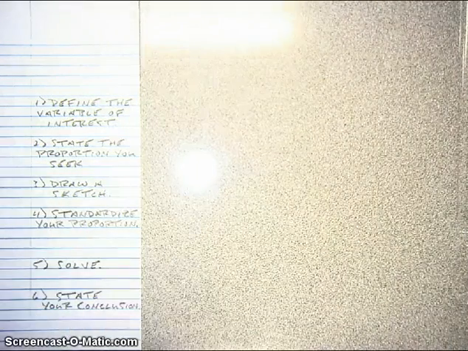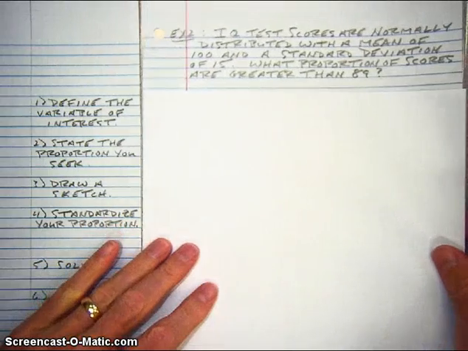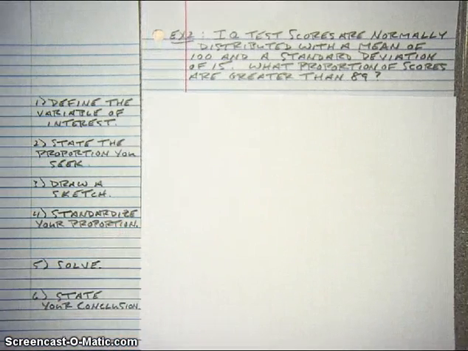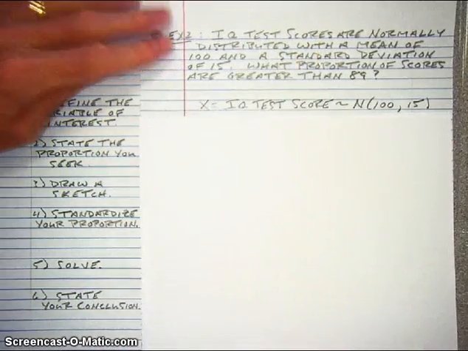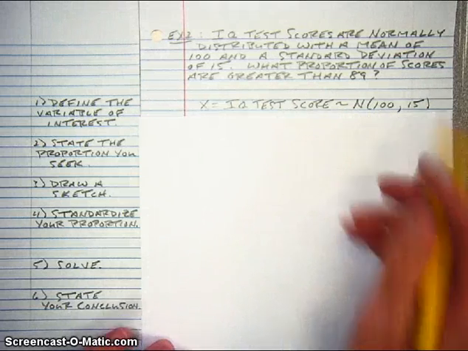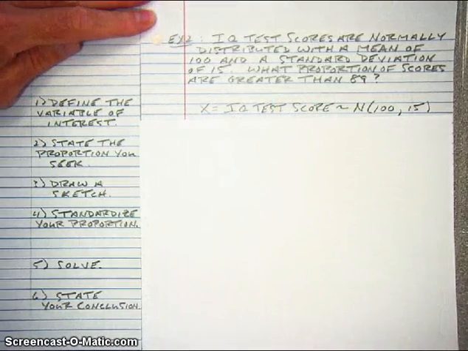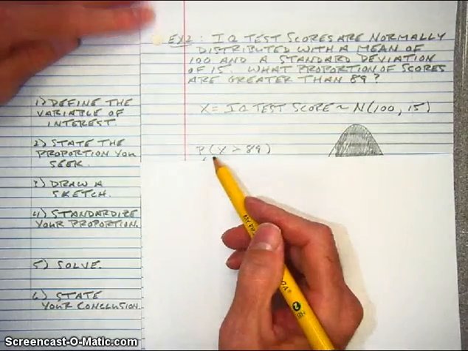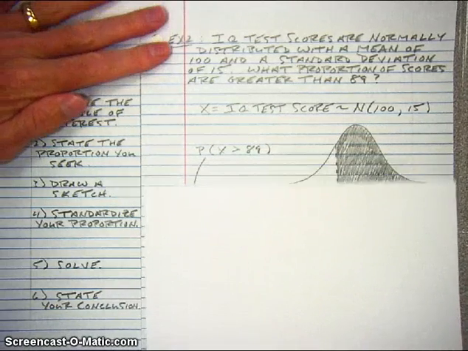Here's another example. IQ test scores. IQ test scores are normally distributed with a mean of 100 and a standard deviation of 15. What proportion of scores are greater than 89? Well, the variable in this case is IQ test scores, so we state that. X is IQ test score. It's normally distributed with a mean of 100 and a standard deviation of 15. The proportion we're looking for is the proportion of these scores that are greater than 89. So in mathematical language, that proportion looks like this. P of x greater than 89, close parentheses. The picture looks like this.